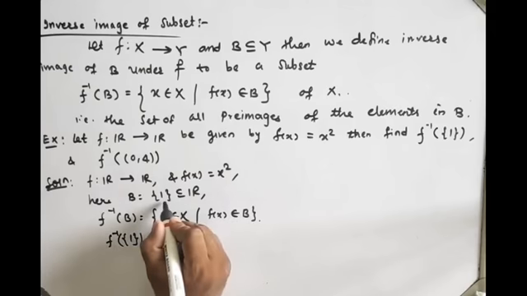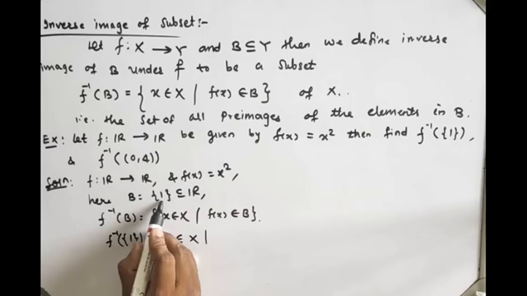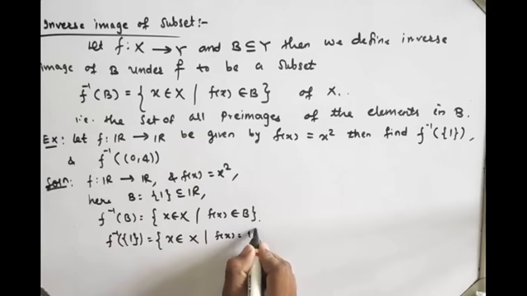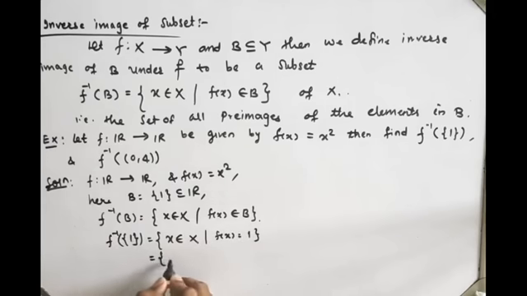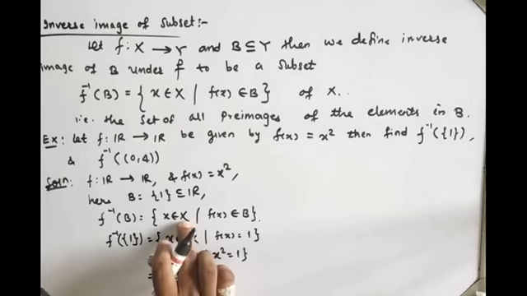is equal to the set of all those points x belongs to X such that f of x belongs to B. B is here the single point 1. So f of x belongs to B means f of x is equal to 1. So this is equal to the set of all those points x such that f of x is equal to 1. So what is f of x? x square is equal to 1. What are the values of x which satisfy this condition? x is equal to minus 1 and x is equal to 1.